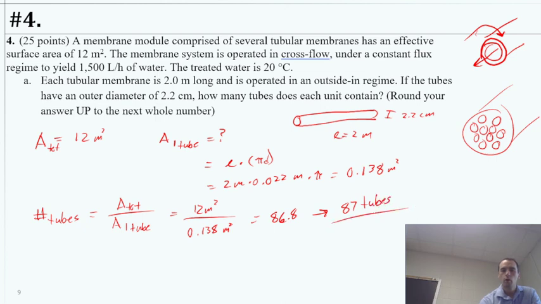Okay, so if you were overthinking it, then you were trying to apply your flux or some other aspect, when really we just needed to recognize that we have some total surface area, and each of these tubes is going to satisfy part of that. So if we did put 87 tubes, each with about 2.2 centimeters, we're looking at a pretty big unit, and tubes that are actually fairly small, not hollow fiber kind of millimeters small, but not very large.